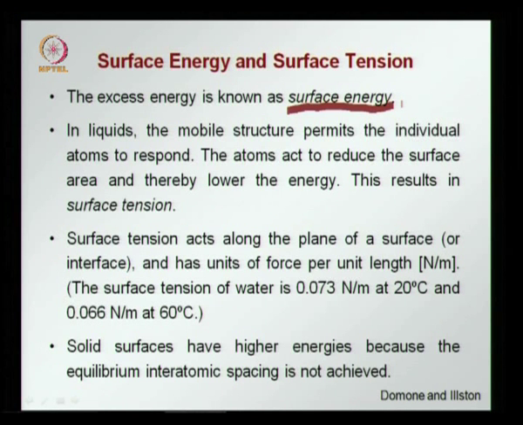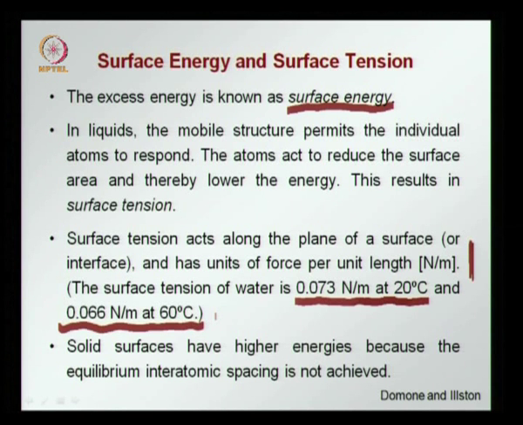Surface tension acts along the plane of the surface or any interface, and it has the units of force per unit length, say Newton per meter. For example, we can look at the surface tension of water, which is 0.073 Newton per meter at 20 degrees centigrade. Surface tension is temperature dependent, and we see in water that at 60 degrees we have a lower surface tension. So, surface tension generally decreases as the temperature increases.